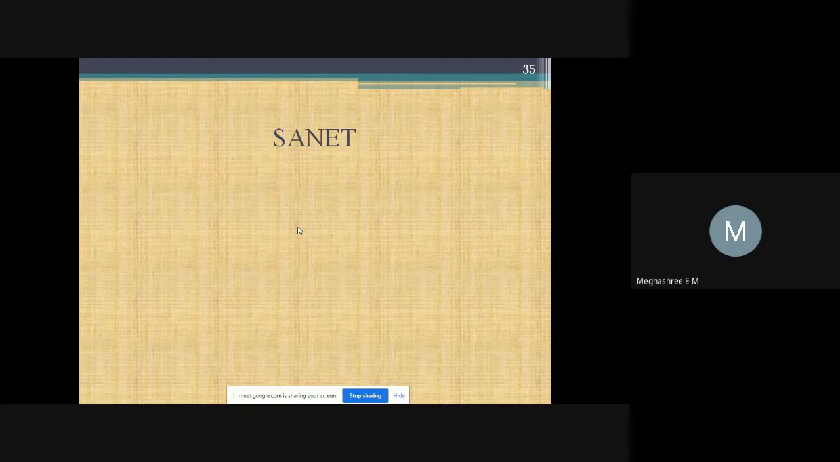Now, next is the last topic of this chapter, that is SANET. SANET is the Sensors Actuator Network.